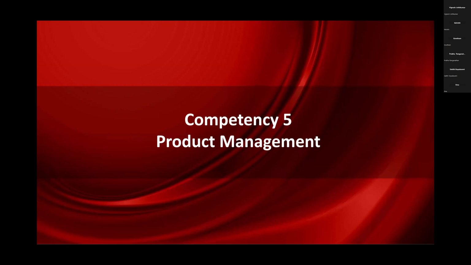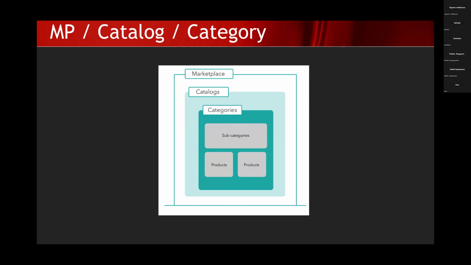Competency 5. We have just 2 more competencies after this, but this is one of the most crucial competencies, which is product management. So when we initially started, we talked about a marketplace, then there are catalogs. And within a catalog, you have categories. There may be products directly assigned to the catalogs, but categories just give some hierarchy for the products. But then, yeah, a marketplace has catalogs, and catalogs are what host all your products.